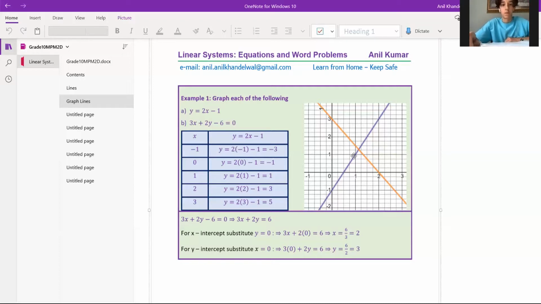If they are parallel, then they don't have any solution. But if they overlap, there are infinite solutions. So we have three different cases. Is that clear to you? Perfect. So can you summarize what all did we learn so far?